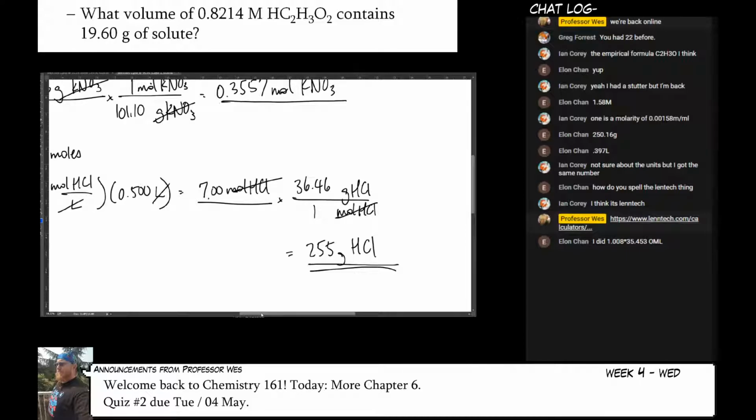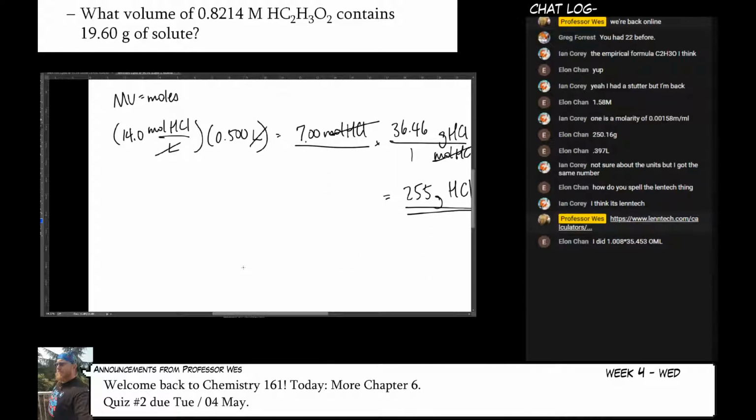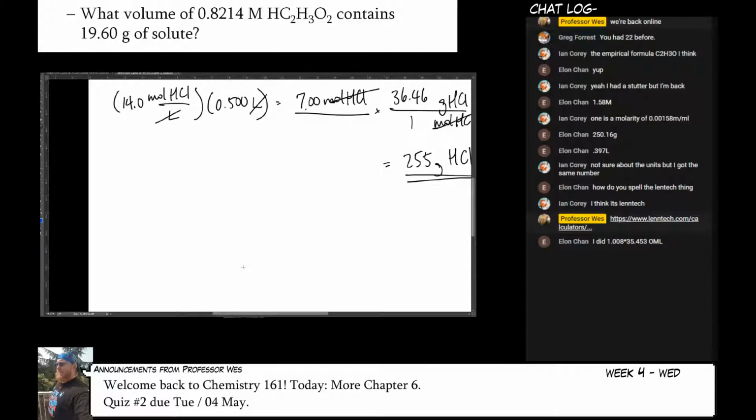There we go. What volume of 0.8214 molar vinegar contains 19.60 grams of solute? All right, so in this case, we have to solve for volume. You could use either of the formulas, really. So if you have MV equals moles, and I want to solve for volume, well, volume must just be moles divided by molarity.